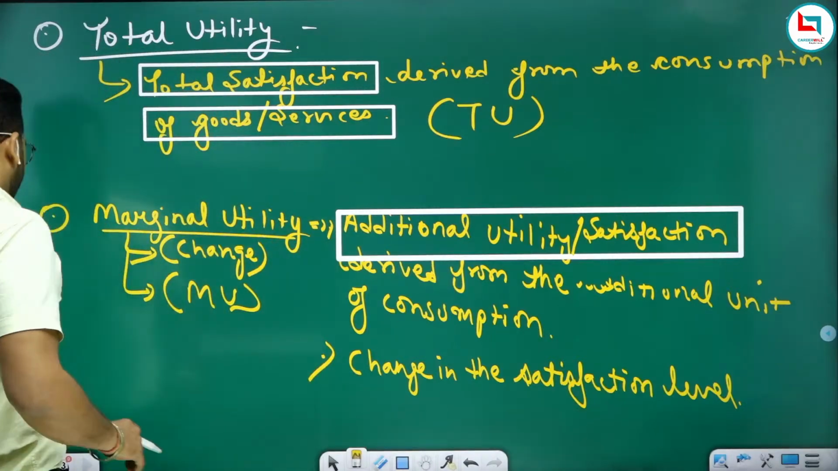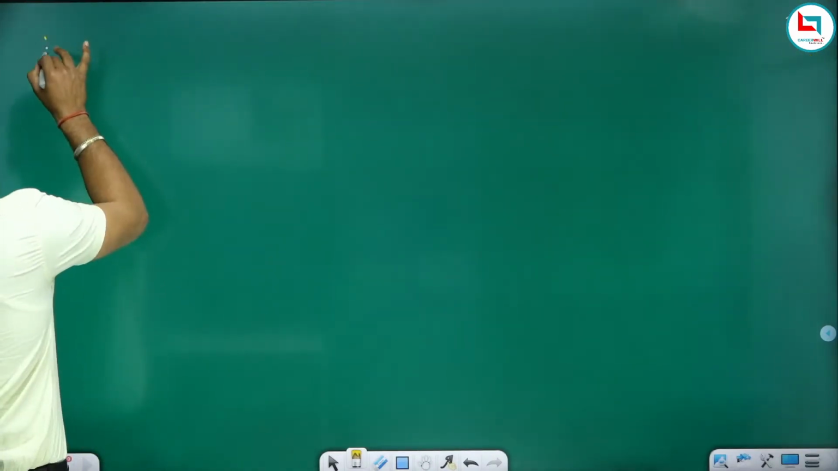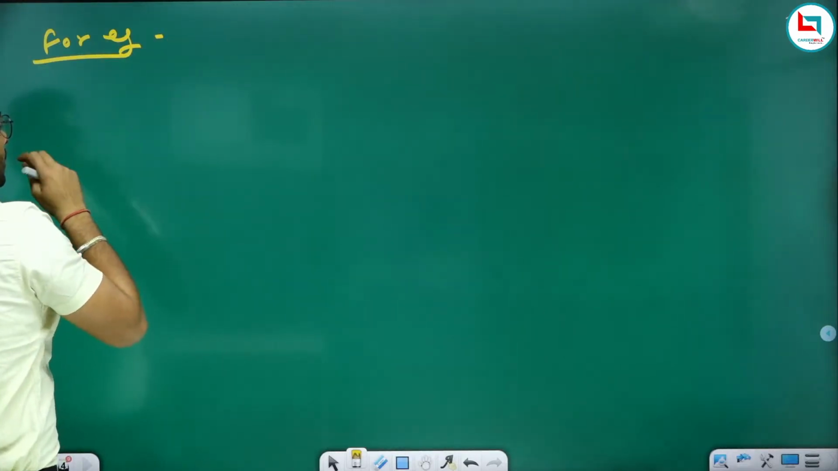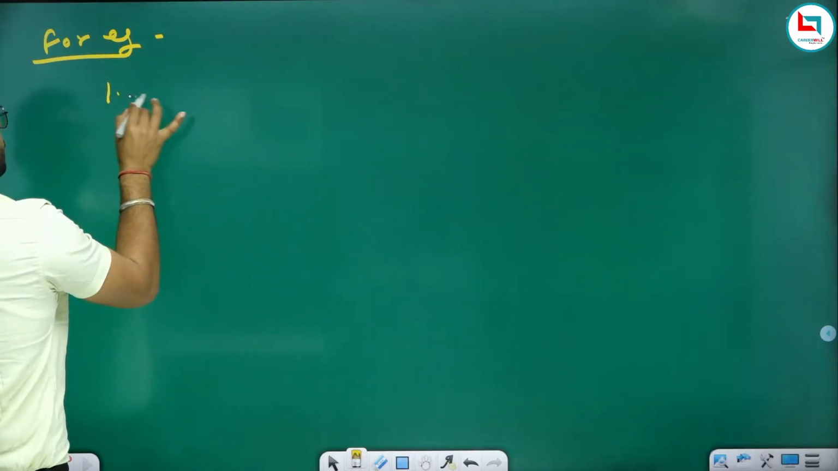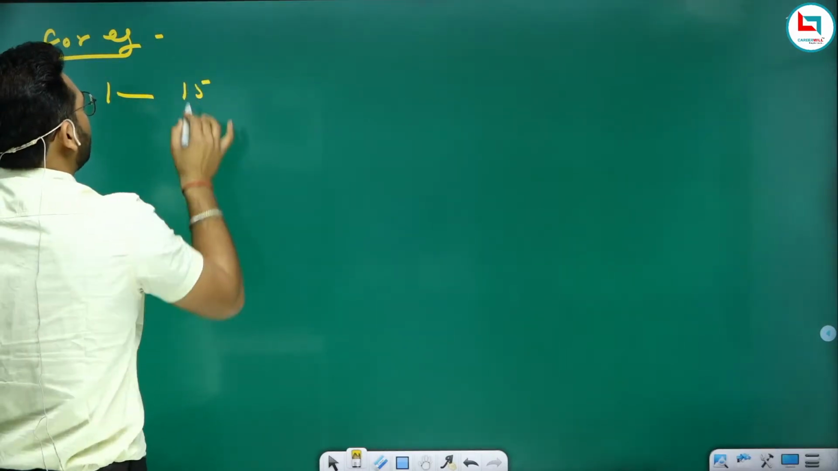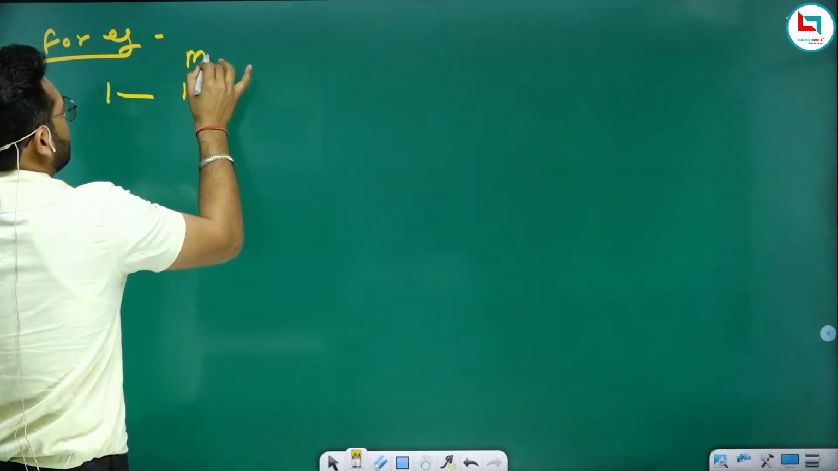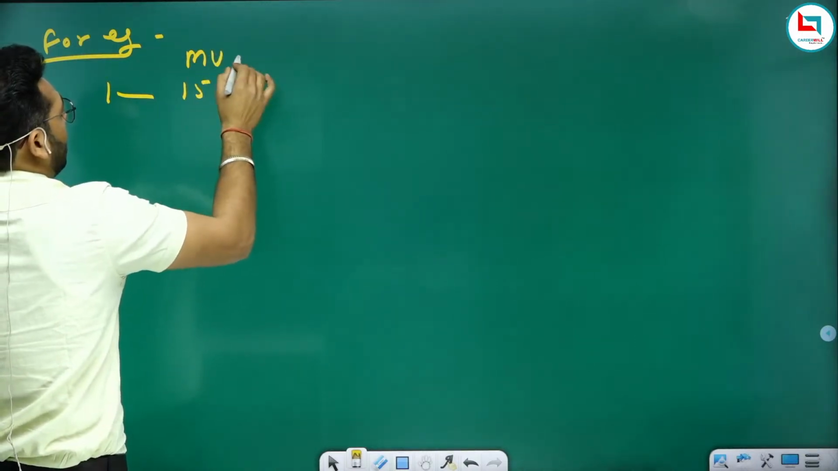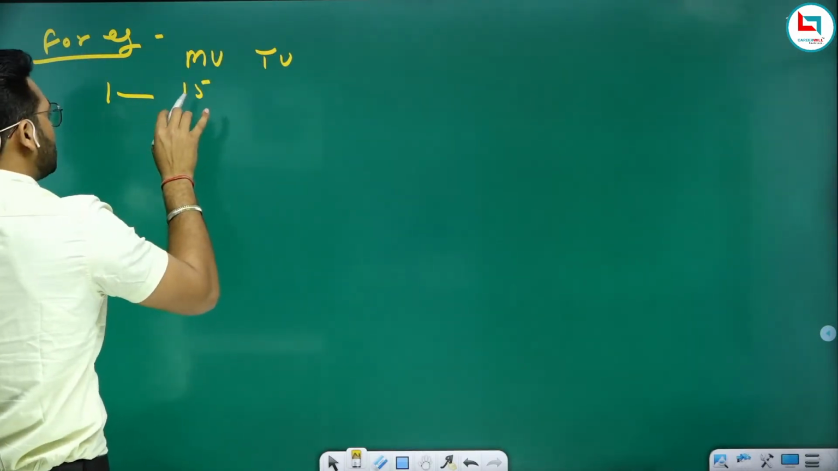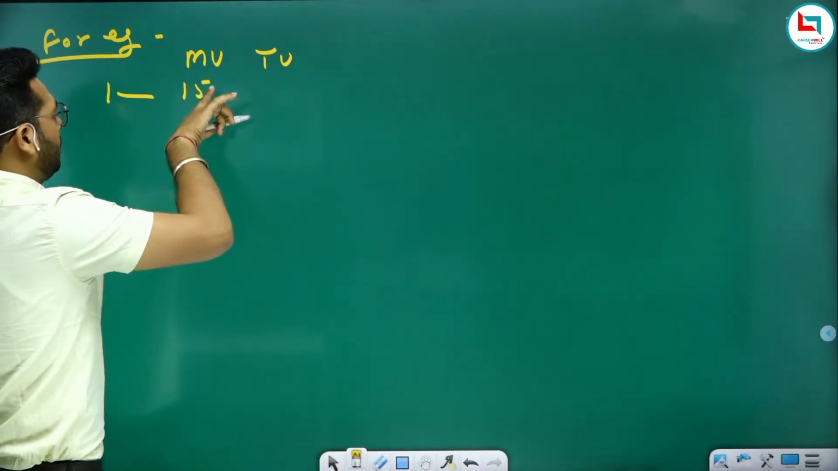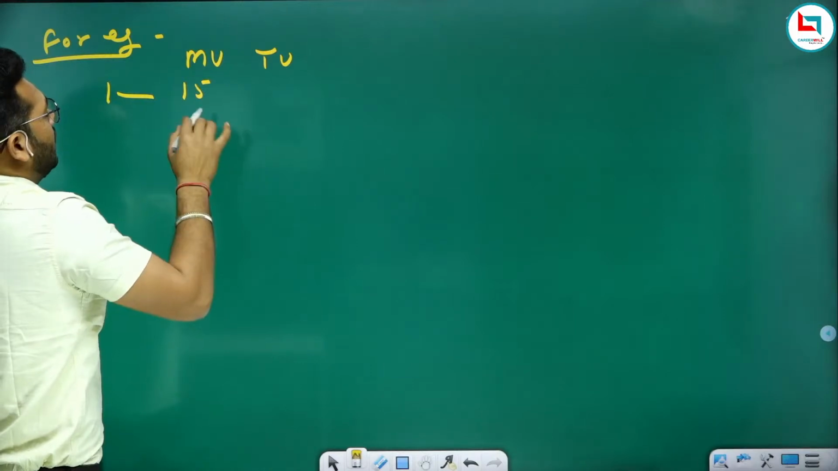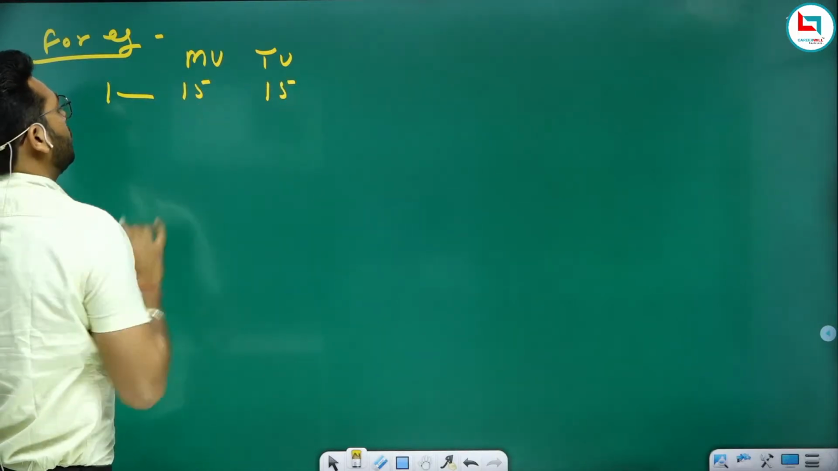For example, after the consumption of the first glass, you will get 15 utils. For example, this is MU, and this is TU. So we can say after the consumption of the first glass, you will get 15 utils of marginal utility. So we can write how much total utility you will get.